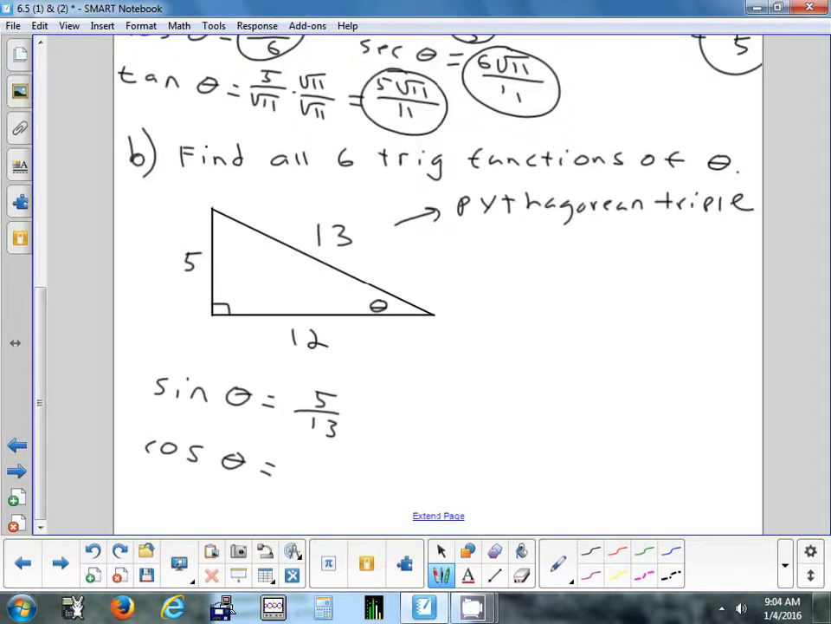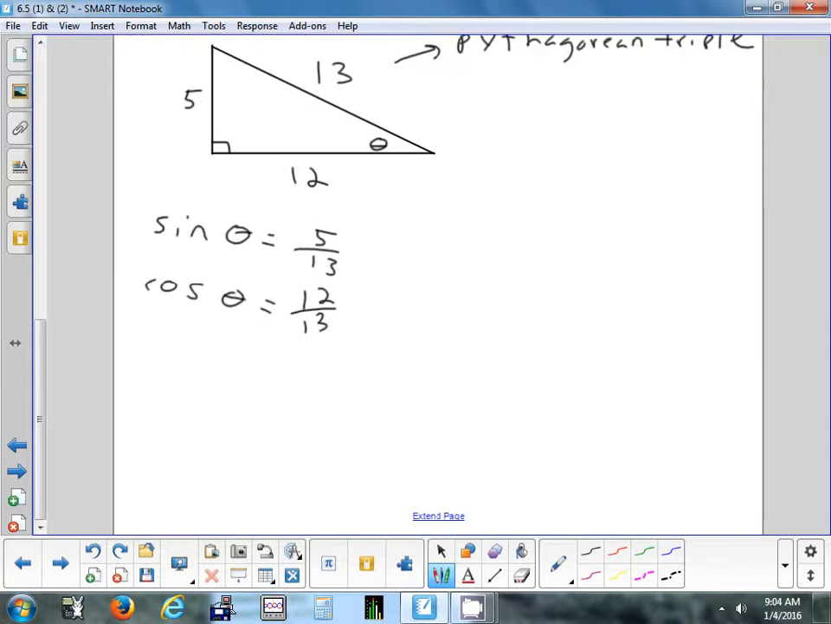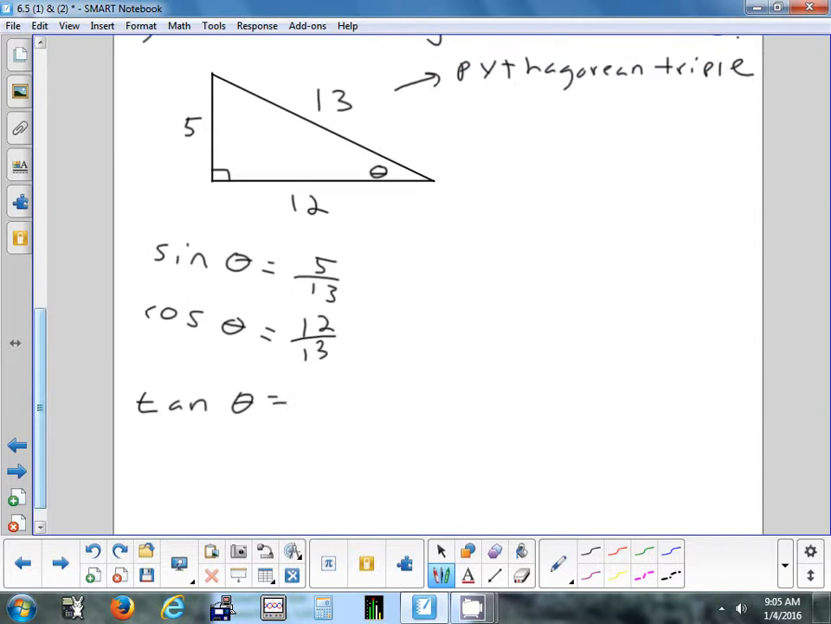My cosine, how about Will? Over 13. Yep. So there's my cosine. And Fernando, my tangent? 5 over 12. Good. Any one of these pieces of information is enough if I actually wanted to find out how big of an angle that is. I could use any of those to figure that out.